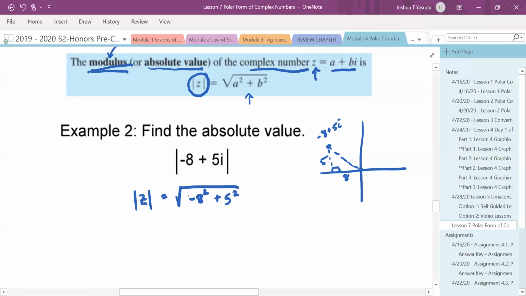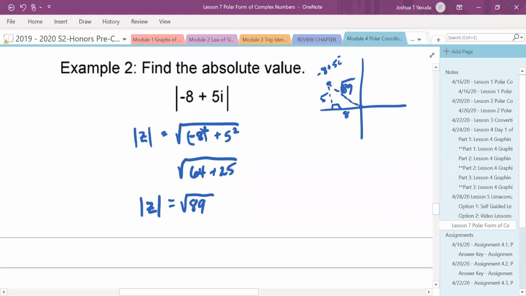What I would have recommended is put parentheses around the -8. That way you'll get 64, especially if you're using a calculator, right? This is 64 plus 25, which is 89. And I don't think that simplifies, right? I think that's good. So the modulus of this guy is the square root of 89, or think radius, okay? So this is the square root of 89, if I want to add it into my picture, okay? So pretty straightforward. Hopefully that doesn't bother you.